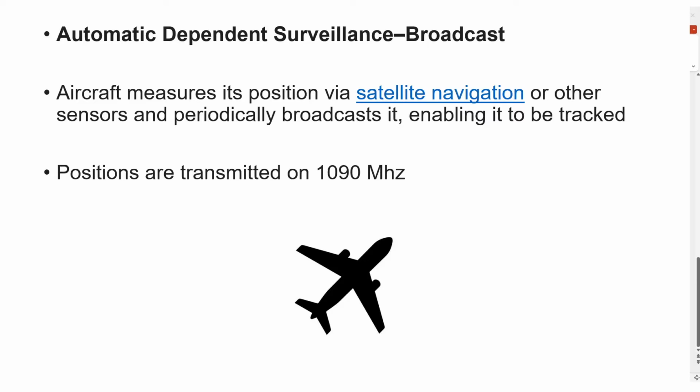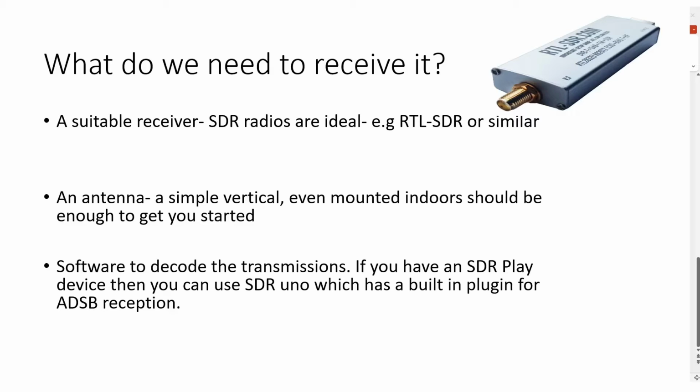These positions are transmitted by the aircraft on 1090 MHz, that's 1.090 GHz, that's a high frequency. Now, we can receive ADS-B ourselves, but what do we need to receive it? We need a suitable receiver, obviously. SDR radios are ideal because they normally cover up into the higher frequency ranges. An RTL-SDR or similar is perfect for receiving ADS-B transmissions. Obviously we need an antenna.